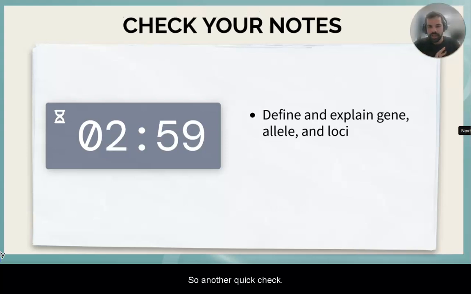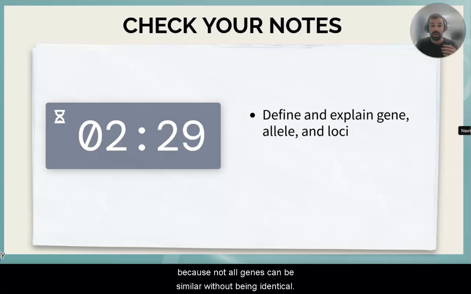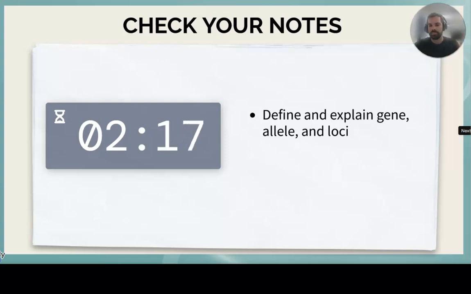So another quick check. We should, at this point, have some notes on what defines a gene, an allele, and a locus, or loci, plural. So remember, genes are just patterns of individual nucleotides strung together into a word or a phrase. As an analogy, an allele is just a variation of a gene, a different version of a gene, because not all genes can be similar without being identical. And they can be located at the same locus, the same place, but just have that variation to them.